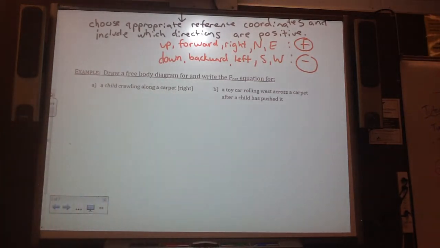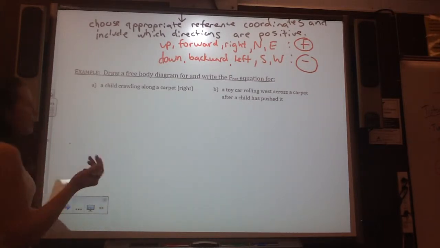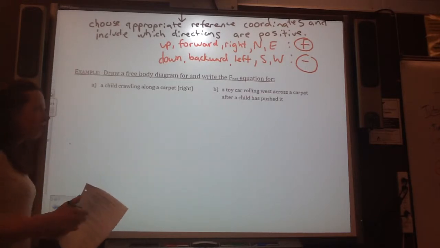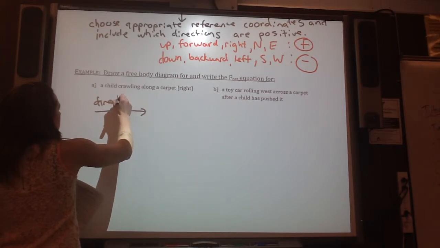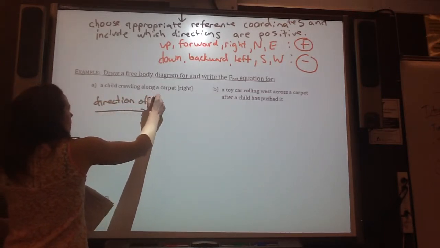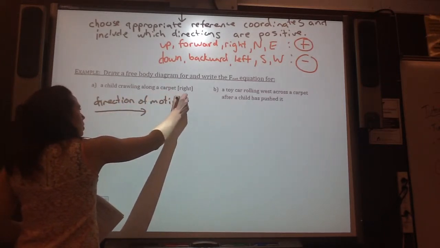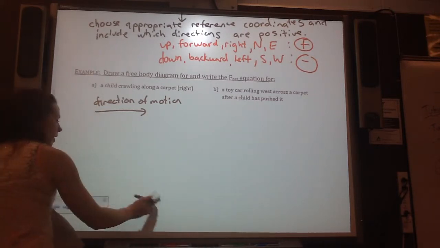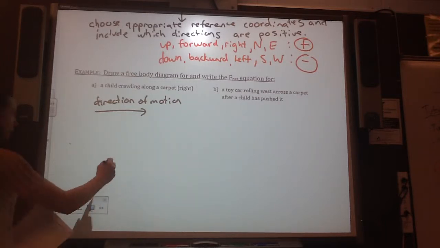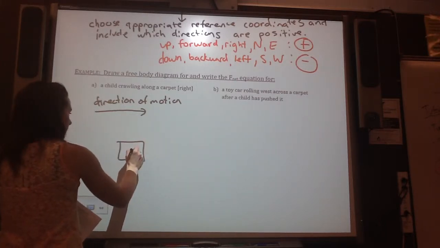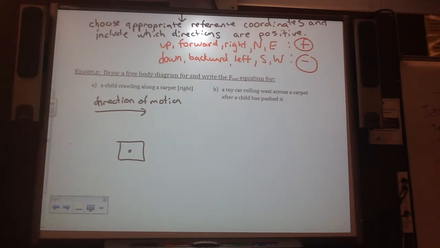So let's do an example. A child is crawling across the carpet to the right. So first, to make sure I'm drawing everything right, I actually am going to say this is the direction of motion. Sometimes that helps just to remember and set up your free body diagrams appropriately. So like I said, I'm not going to spend a long time drawing a baby, so I'm just going to draw a box. And you put a circle, or a dot, in the middle.